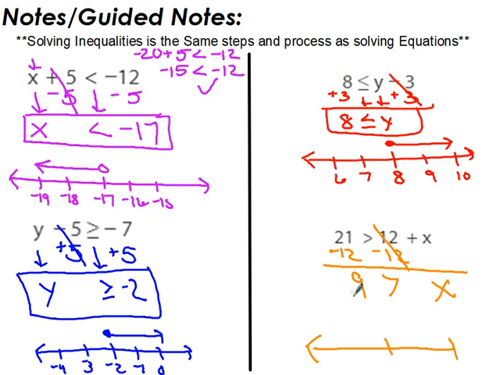So I'm making my number line here at 9. Open circle and less than. So there we have it.